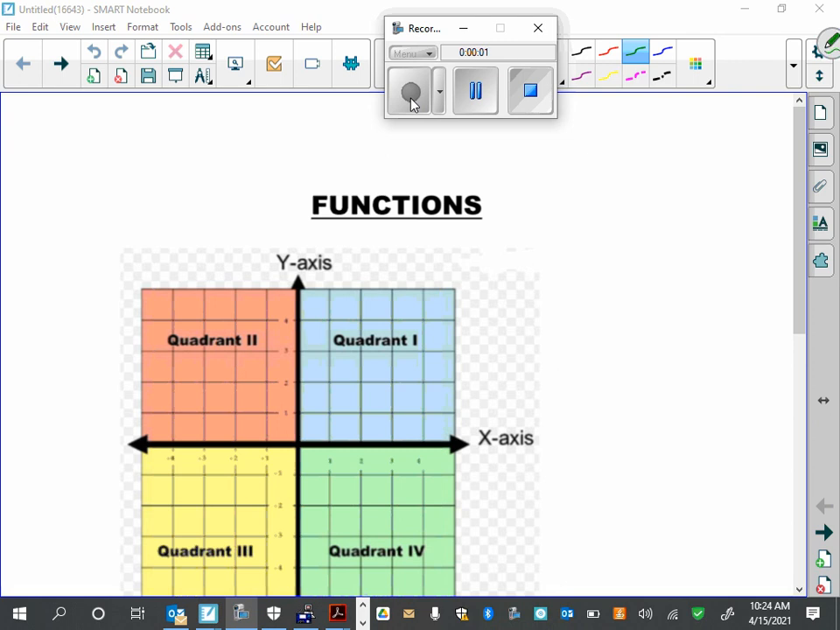Fun cushions. Everyone ready to have some fun cushions? Woo! And right off the bat, I'm not going to teach you anything. See if you can remember.